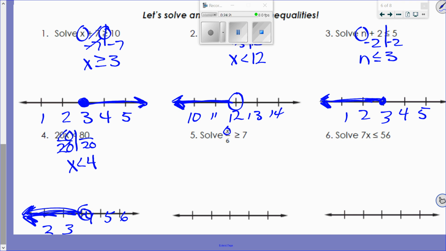Okay? The opposite of dividing by 6 is multiply by 6. These go away. X greater than or equal to 42. So it's going to go around the number 42. Is 42 greater than or equal to 42? Yes. Close dot. Is 43 greater than or equal to 42? Yes. So it's going to the right.